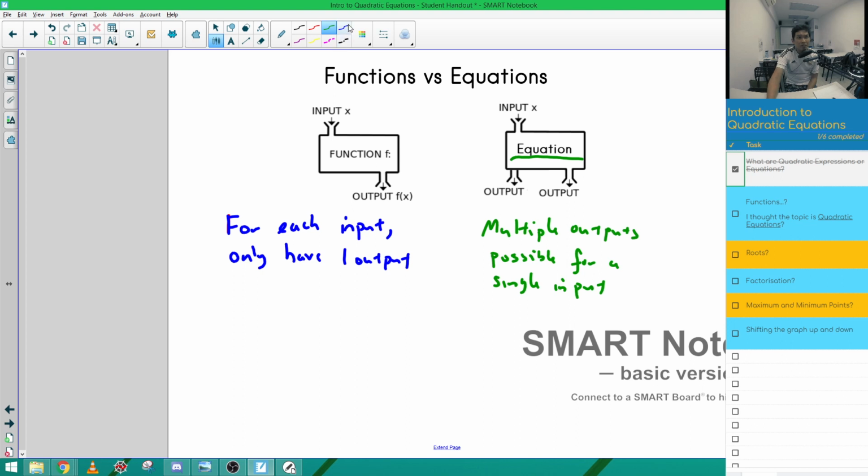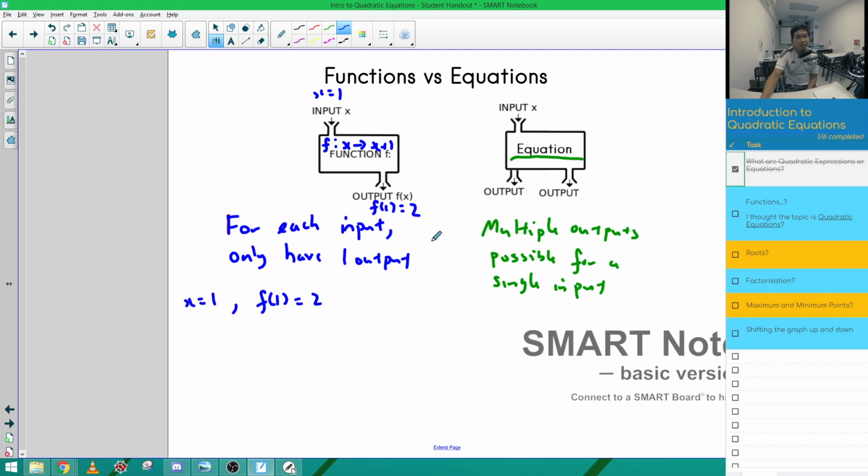Let me give you a very simple example. Let's go back to our plus 1 function. This function is such that x becomes x plus 1. If you put in x, it becomes x plus 1. So if I put x equals 1, you get f of 1 equals 2. You put in 1, you get 2, you put in 2, you get 3, and so on.